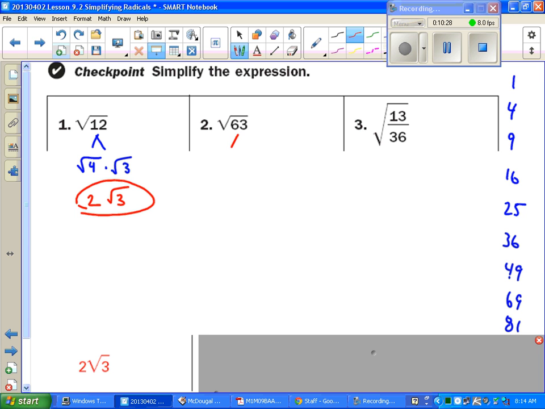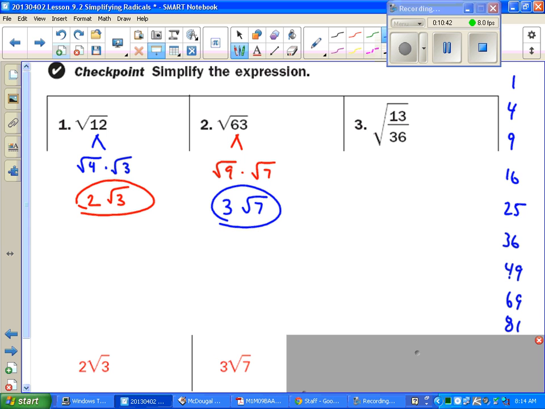The square root of 9 multiplies by the square root of 7. The square root of 9 means what times itself is 9. So 3 times the square root of 7. And there's no perfect square that's a factor of 7.